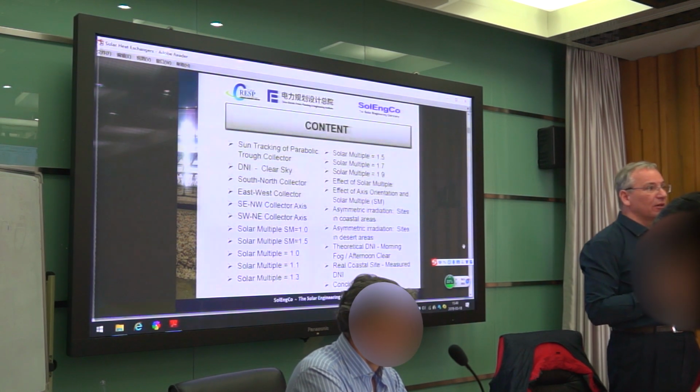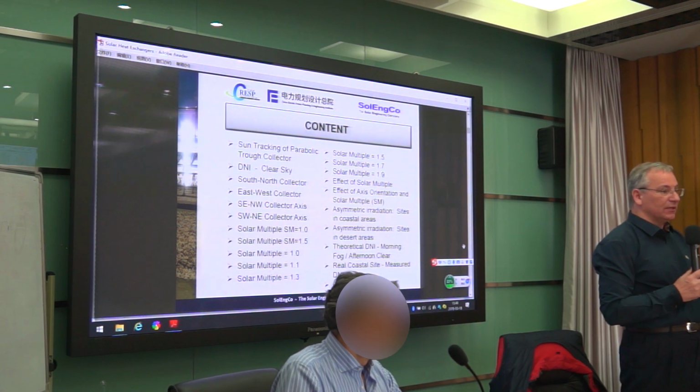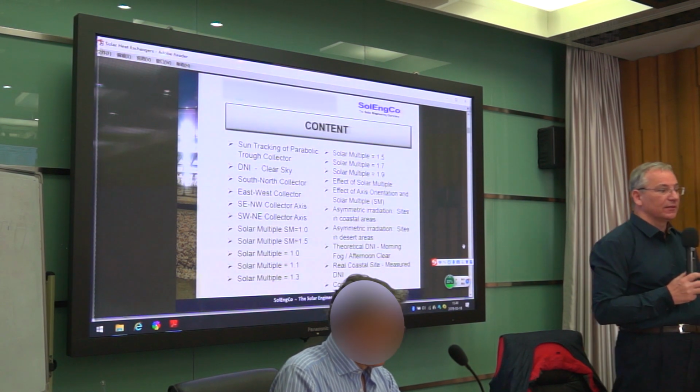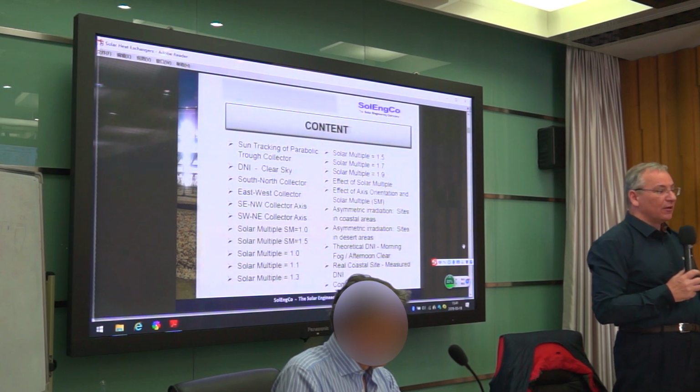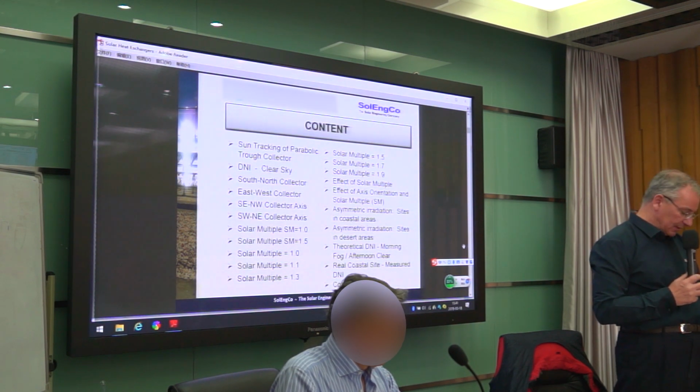As you can see here in the context, we will definitely talk about the orientation of the collectors and about the solar multiple, the optimization of both. We will look for the most suitable solar field layout, combining the solar multiple and the orientation of the collectors, without thermal storage. That will not be presented here.